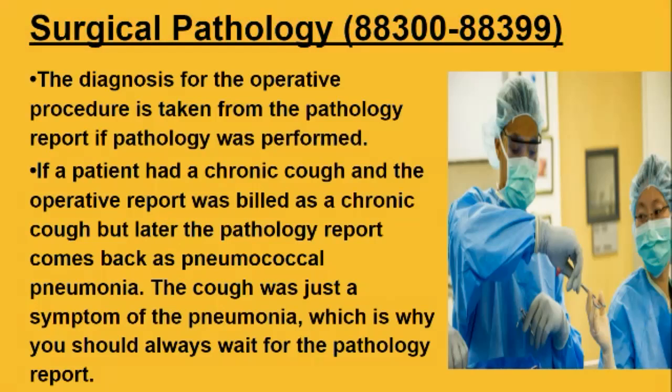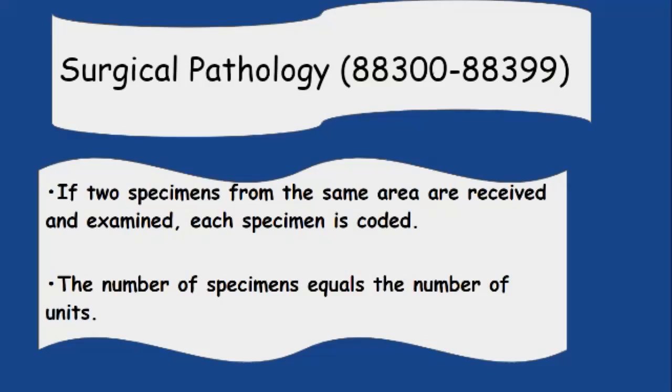More on surgical pathology. The diagnosis for the operative procedure is taken from the pathology report if pathology is performed. If a patient had a chronic cough and the operative report was billed as a chronic cough, but later the pathology report comes back as pneumococcal pneumonia, the cough was just a symptom of the pneumonia, which is why you should always wait for the pathology report.